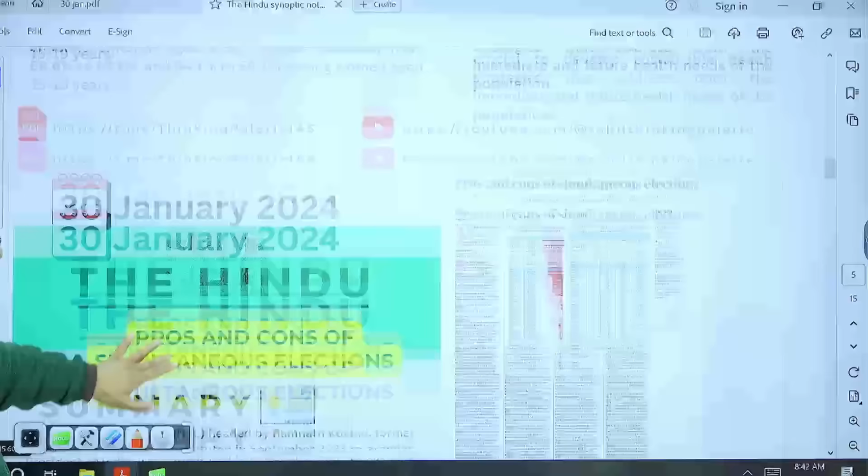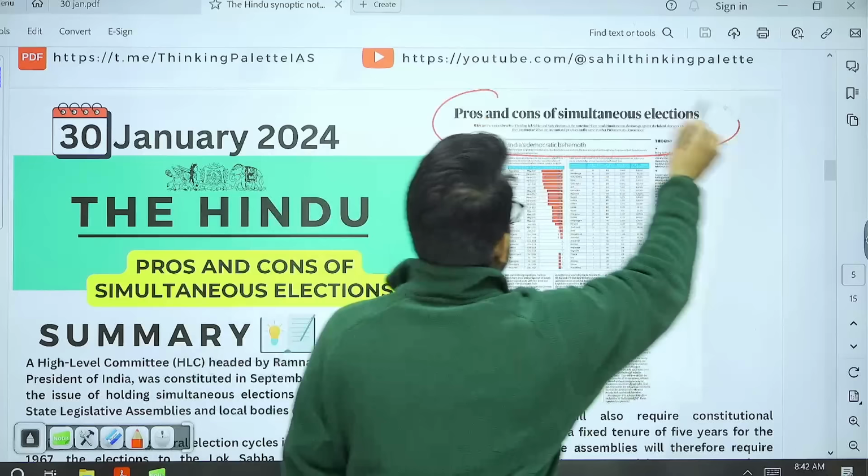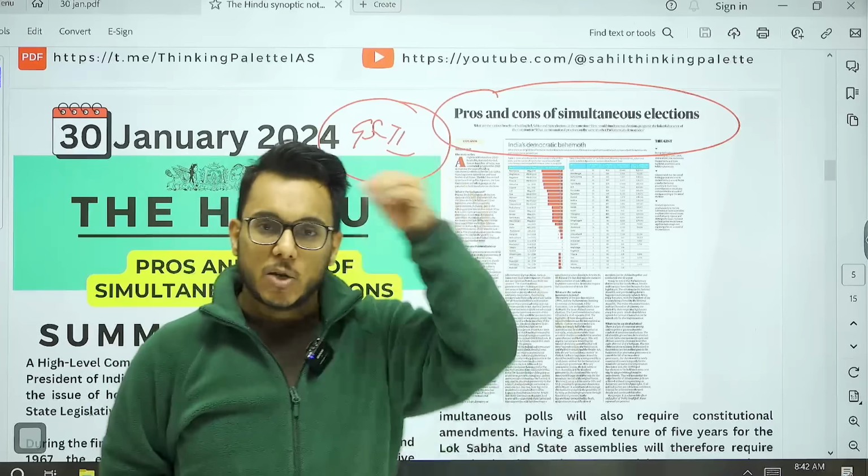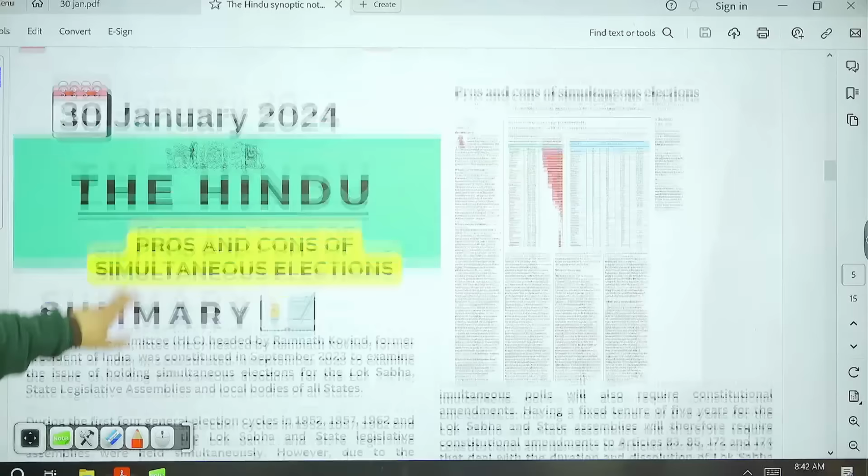Now moving to the next article: pros and cons of simultaneous election. This particular article we are going to see with respect to GS paper number 2, constitutional issues related to polity. So basically, guys, you might have seen that simultaneous election has been in the news many times recently.